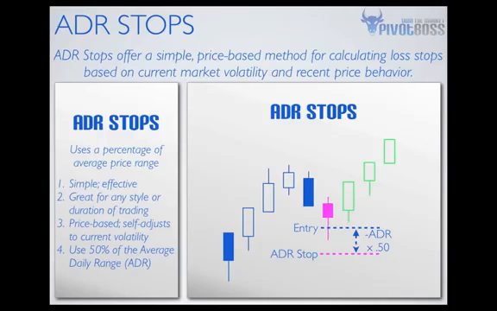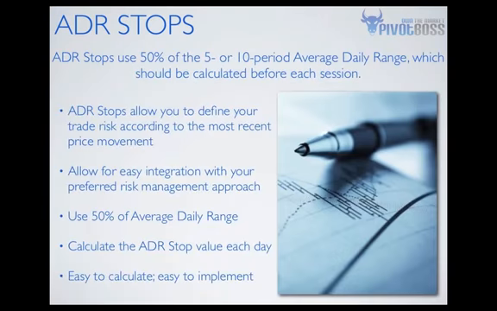And all we're going to do here is identify a 5 or 10 period ADR, a single day ADR, and then take half of that ADR and project it lower from our entry price or higher from our short entry price. And that's it. Very simple. So ADR stops use 50% of the 5 or 10 period average daily range.